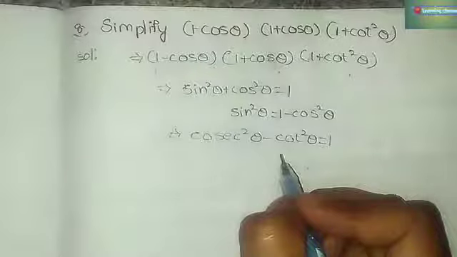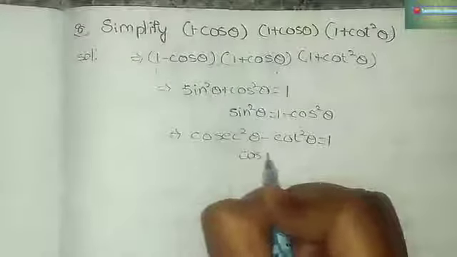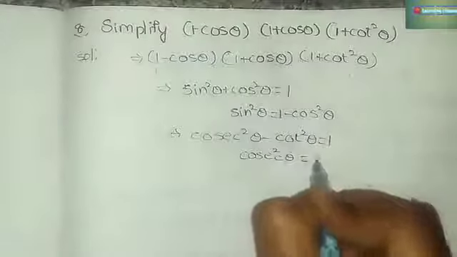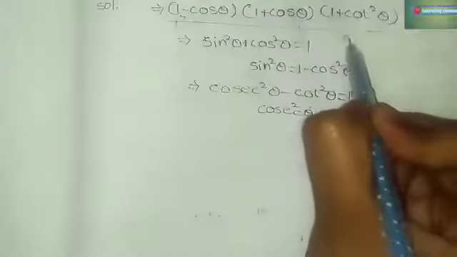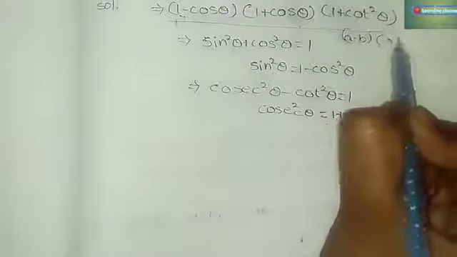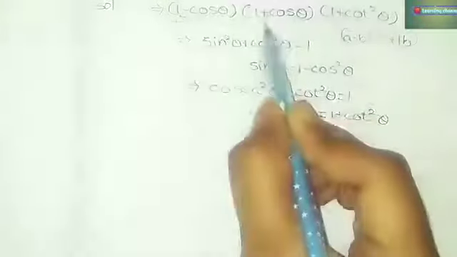Let us solve this. It is in the form of a minus b into a plus b. See, 1 minus cos theta a minus b and 1 plus cos theta is a plus b is equal to a square minus b square. So 1 square minus cos square theta into 1 plus cot square theta.